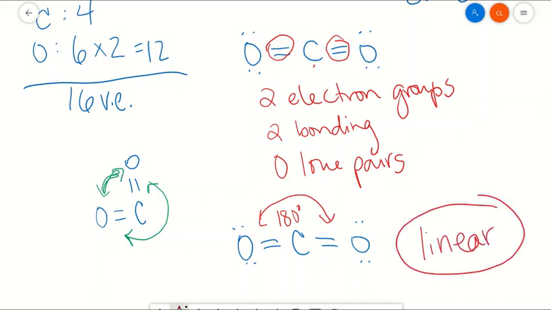So if I ask you what's the shape of carbon dioxide, you would draw the Lewis structure, figure out that it had 2 electron groups around it, so the steric number's 2. They're both bonding, no lone pairs. So they're going to get as far away from each other as possible, and you're going to have an overall linear conformation.